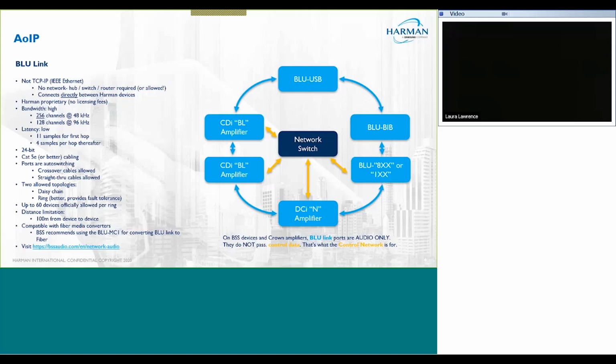I did already discuss the two different topologies between daisy chain and ring. And again, just like everything else, it's 100 meters from device to device. And again, VSS is compatible with 5-meter converters. And we have the BLU MC1, or if you are interested in doing this over fiber, you can get with me.